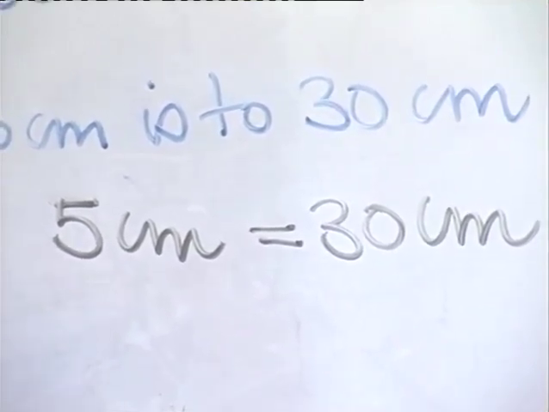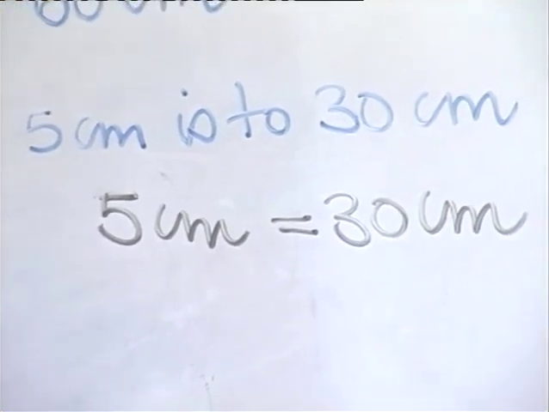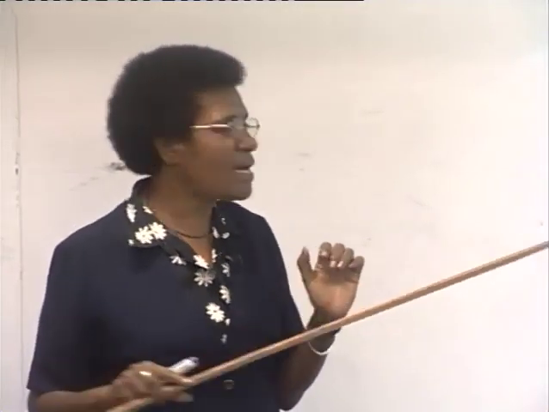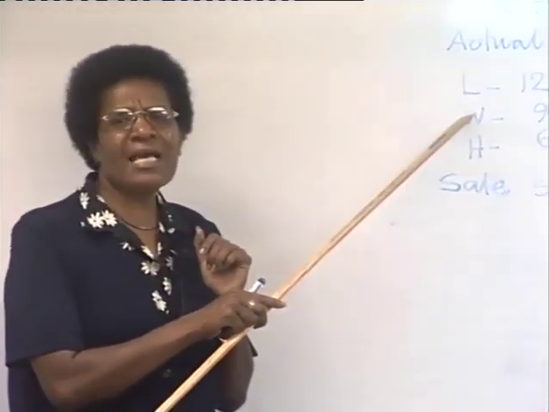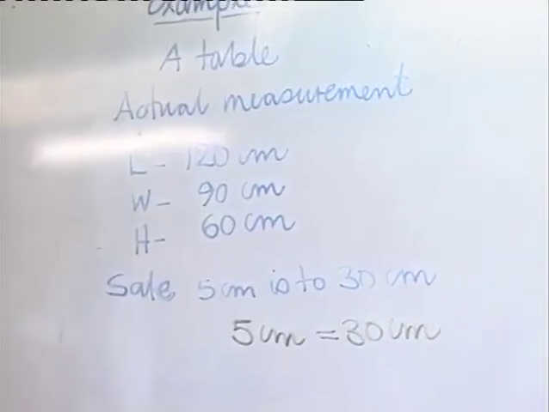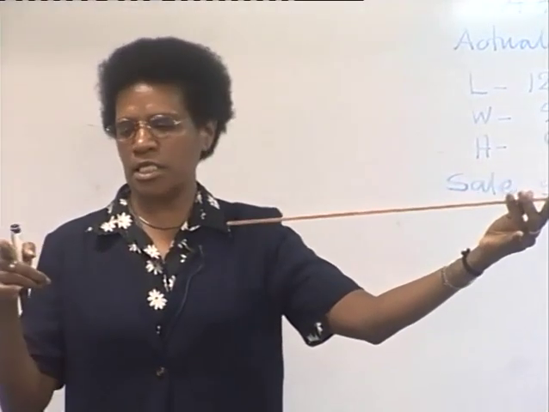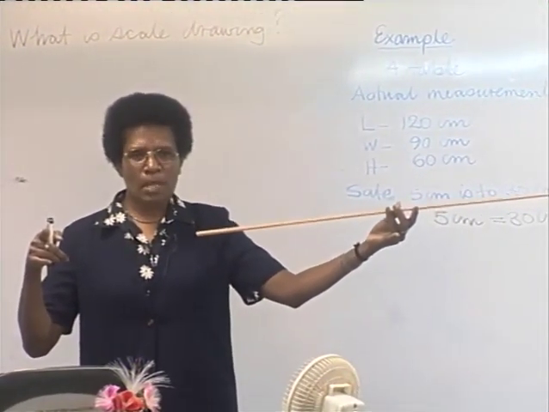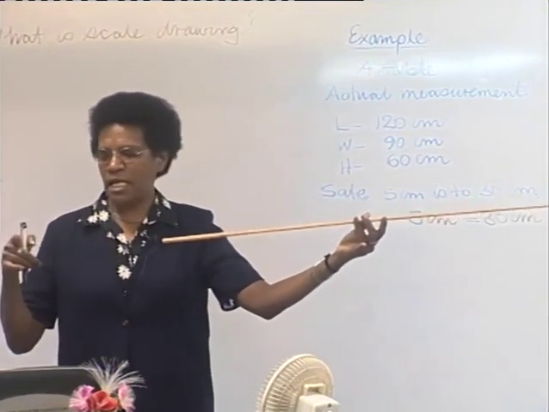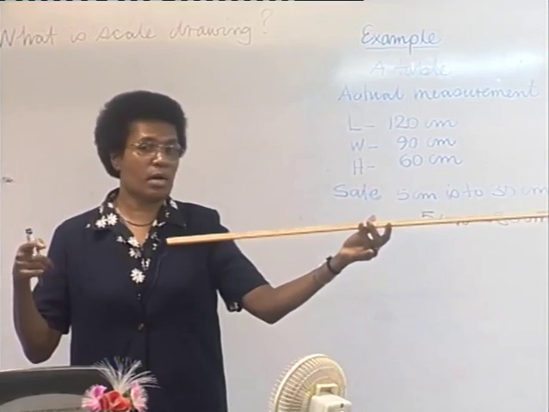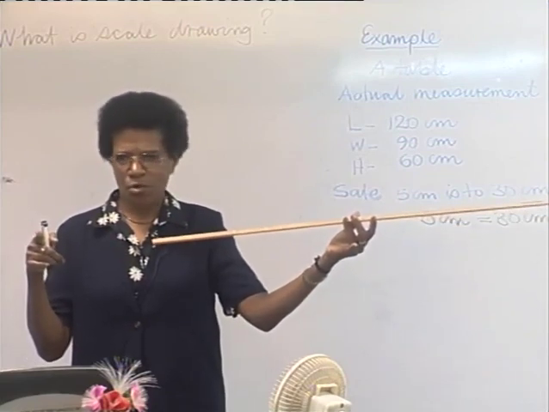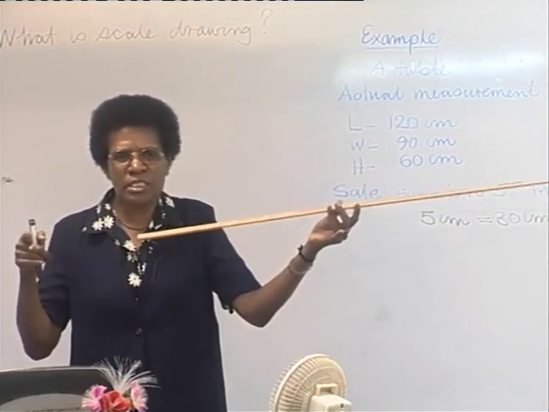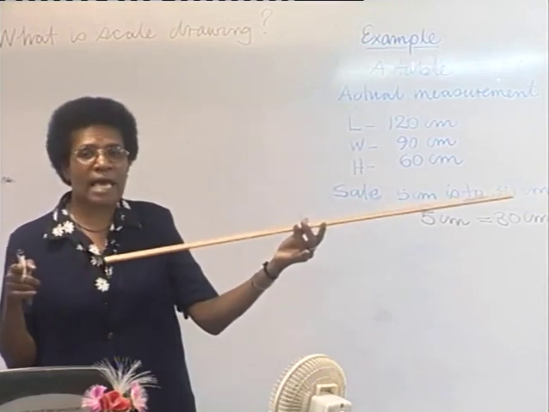on this example. Now I have a ruler, a long ruler. This is a meter ruler. Now for the actual measurement, the length is 120. This is 100, another 20, that is the actual length of the table. Now, can we have that actual length drawn onto our A3 papers? No, we can't. We can't draw the actual length, which is 120 centimeters this long, onto the A3 paper.